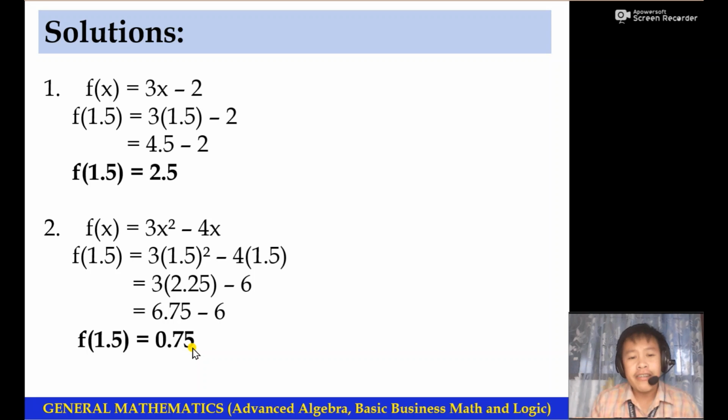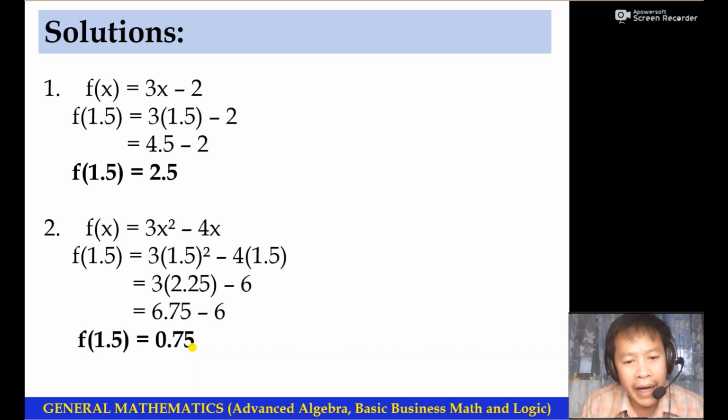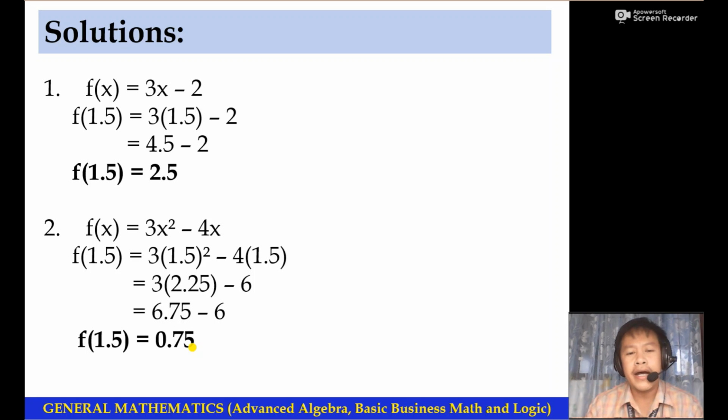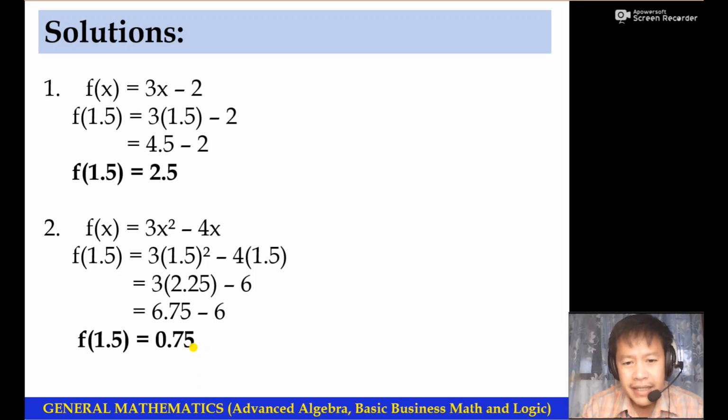Take note, starting today, we do not anymore use the variable y. Instead, we are using the function notations. And what are the 3 commonly employed function notations? We have the f of x, we have the g of x, and we have the h of x. And we have also other variables which are being used.